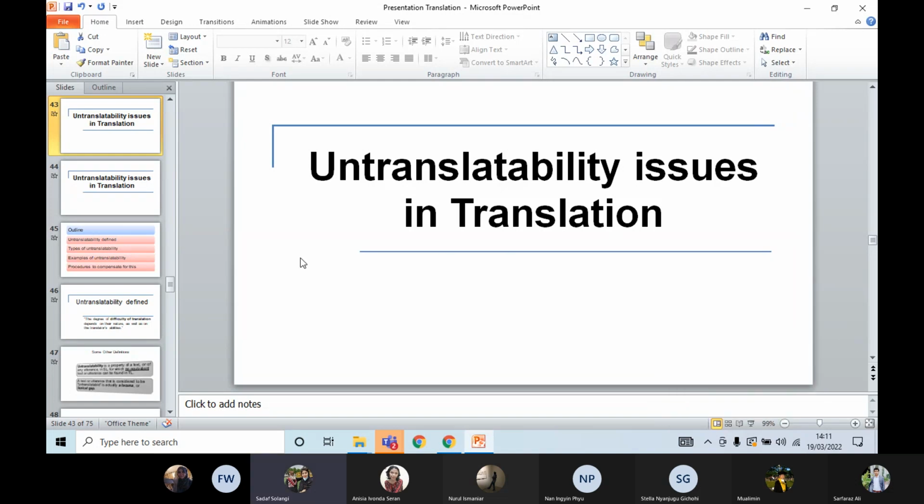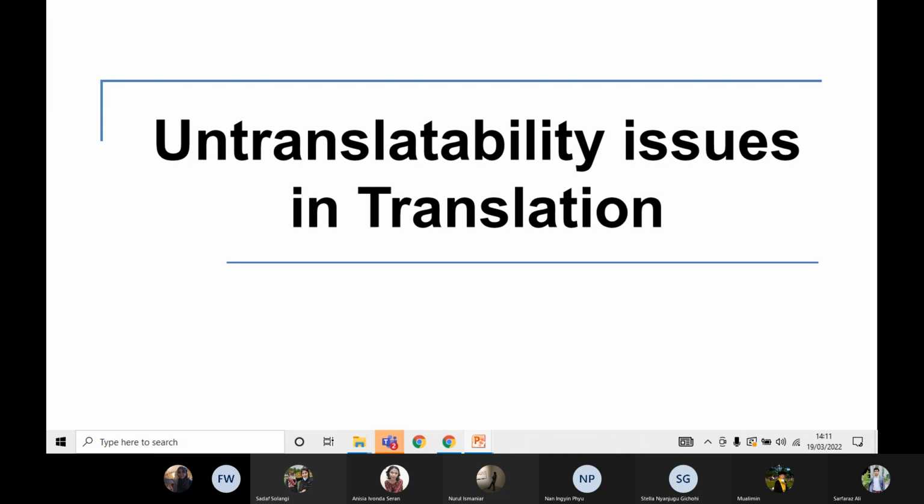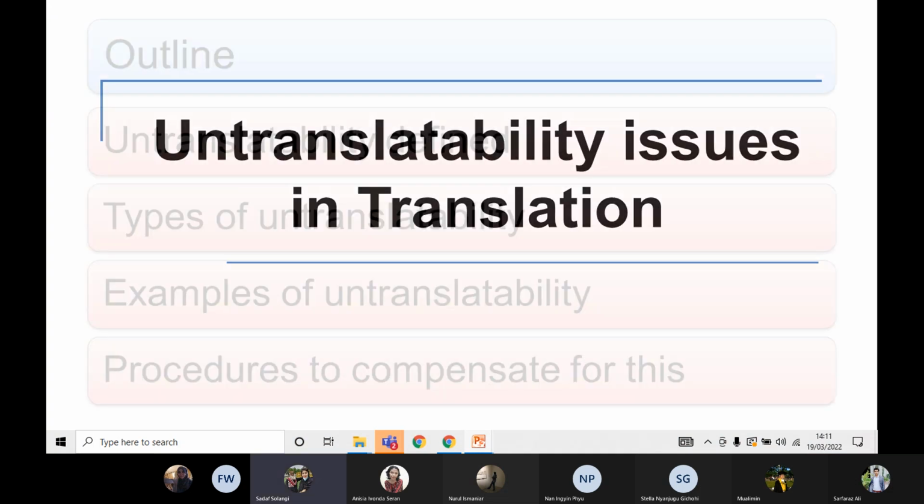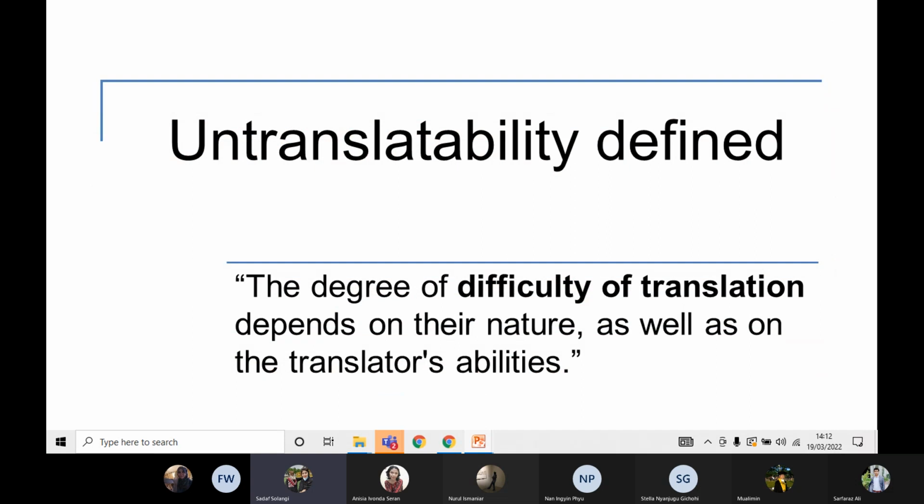So, this is my part, untranslatability issues in translation. Can you please change the slide? So there are some outlines of this. The very first one is untranslatability and its definition, then types of untranslatability, examples of untranslatability, and the procedures to compensate for this. So these are just the main outlines of the untranslatability issues.